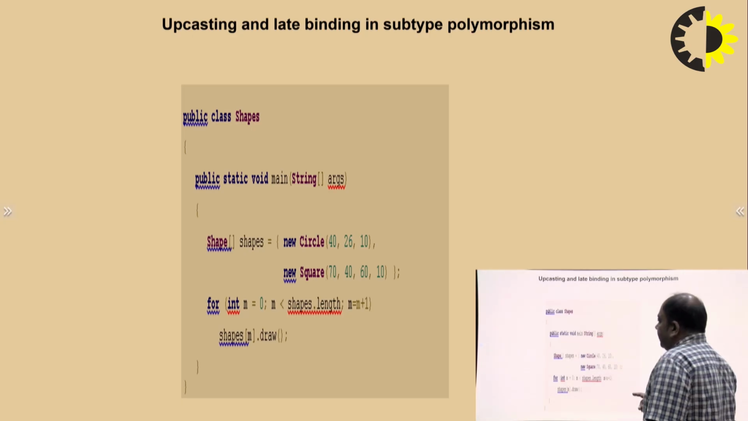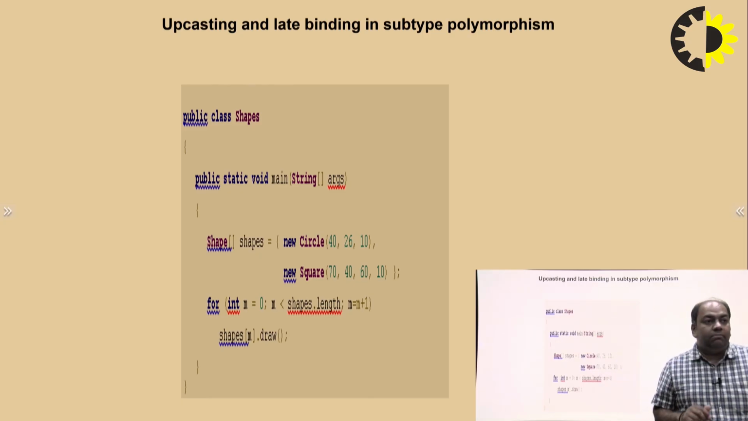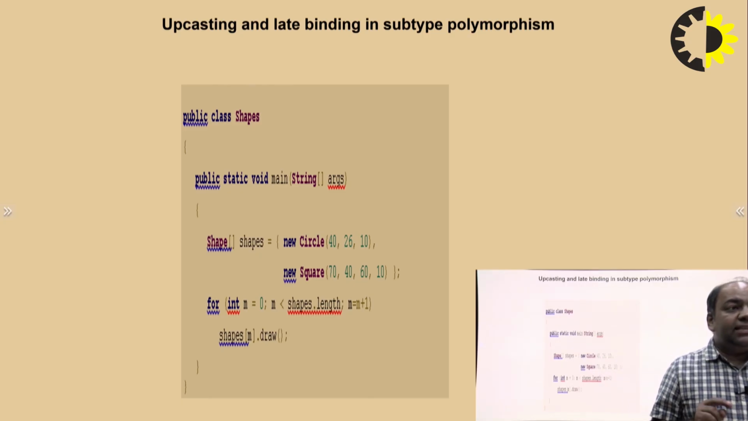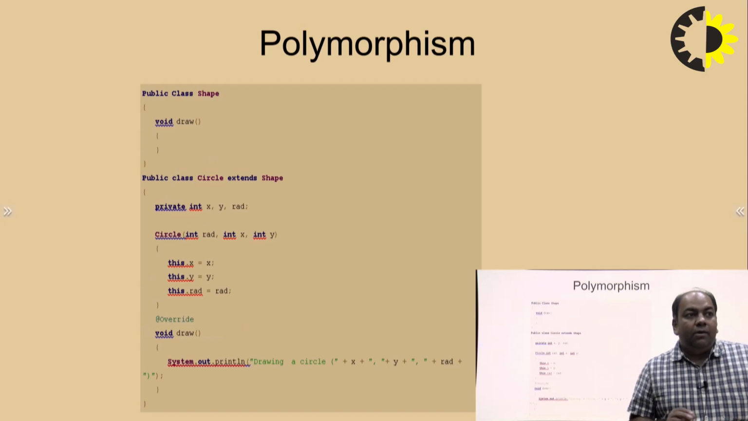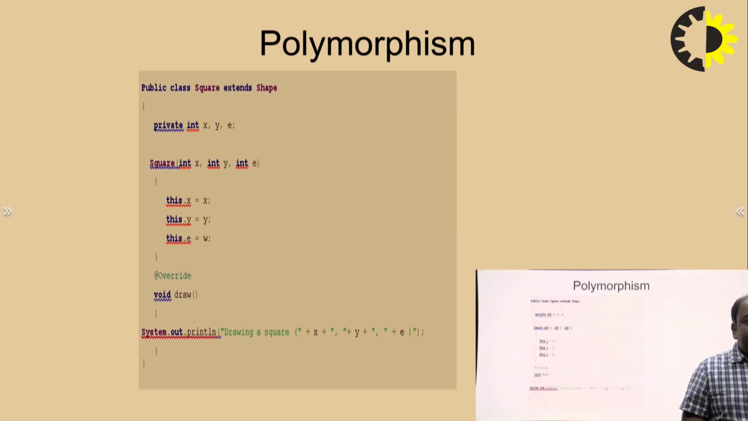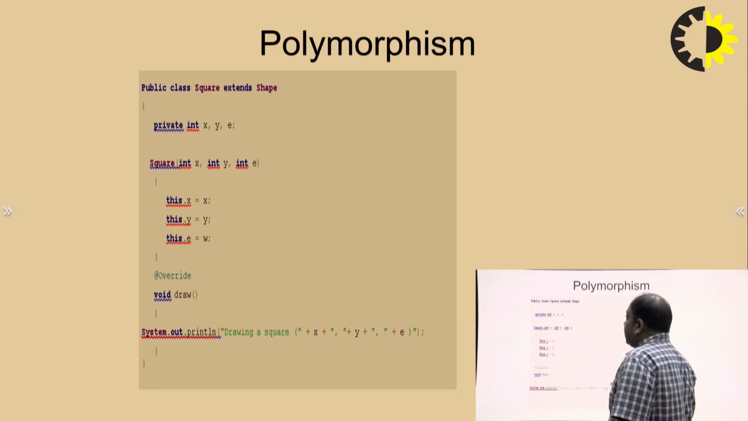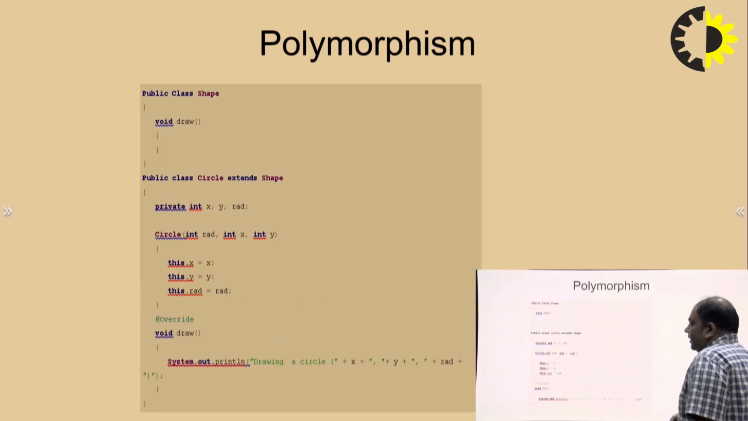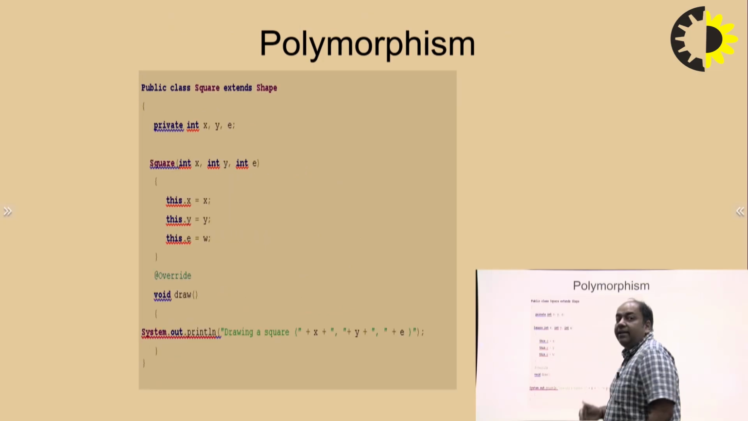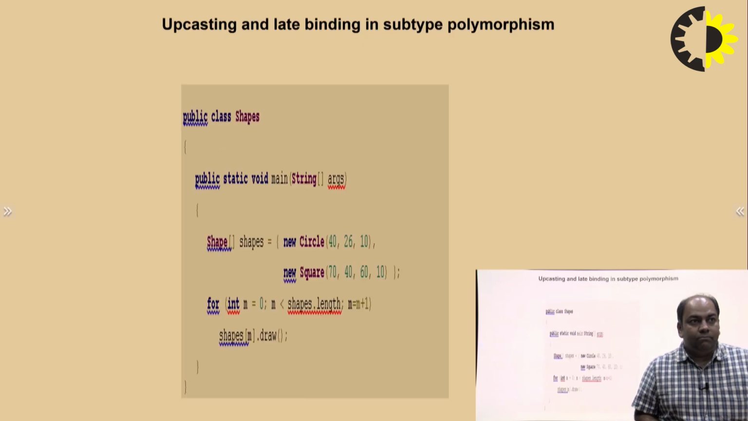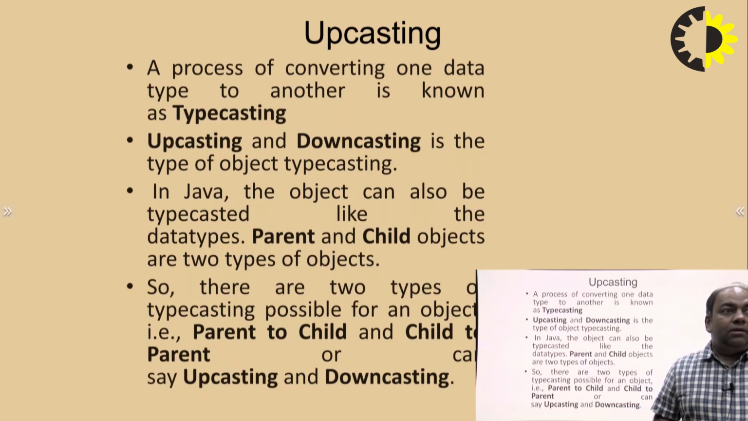Through this example what I want to explain is that the same variables which we use for the circle and the square behave differently within the same program. In one instance they create a circle and in another instance they create a square.